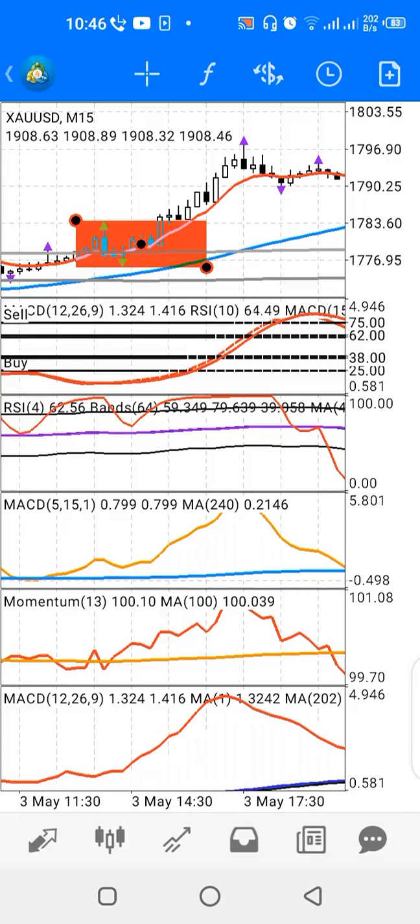Now, if the red line is below all the lines on the main window, you are sure of a sell signal.